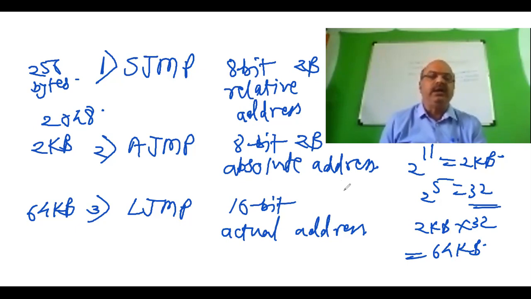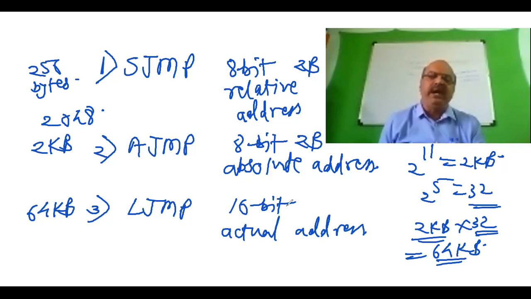Sorry, for the absolute jump the jumping range is 2 kilobytes, correct. But how many pages are there? 32 pages. So you have to select the page also, which page you are using, and then within that page you can jump 2 kilobytes. So totally 32 pages, each page is 2 kilobytes, which makes it 64 kilobytes.